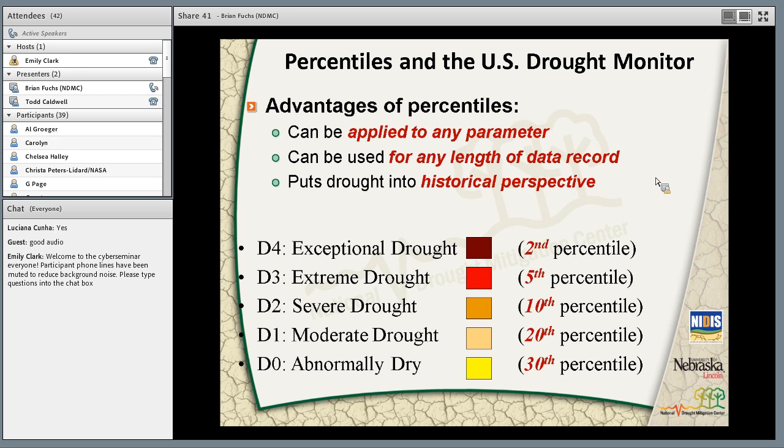And you can also get a return period on this. So if I'm looking at D4, which is the second percentile, that's telling me I'm getting conditions like this about once every 50 years or so. D3 at the 5th percentile about once every 20 years, D2 about once every 10, D1 about once every 5, and abnormally dry conditions, which we don't consider drought, about once every 3 years or so. So it does give us an opportunity to take all different types of data and look at them side by side and end up with some kind of assessment of drought at the end when all these pieces of information and data are considered.